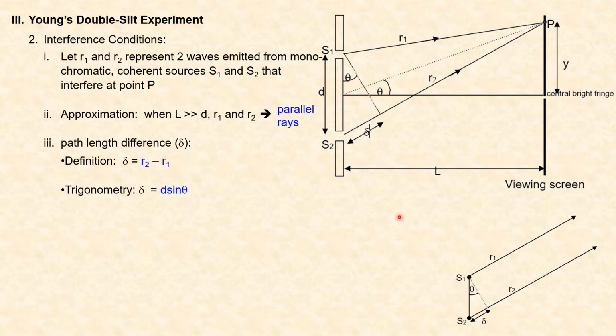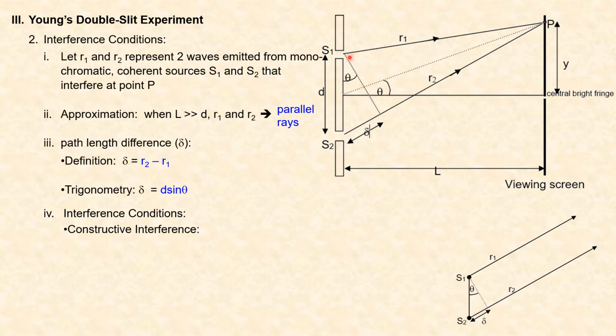Using a little bit of right triangle trigonometry, you can see here that this length delta is one side of this right triangle, which is just d times the sine of theta. And d, recall, is the distance between the two slits. So we are now in a position to write down our interference conditions. So I want you to think about it, and we'll start with the case of constructive interference here.